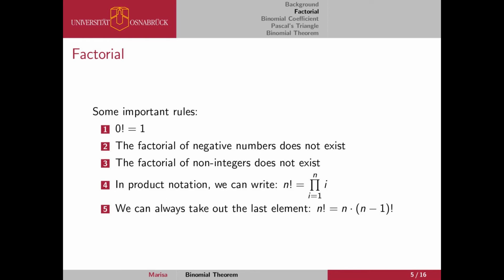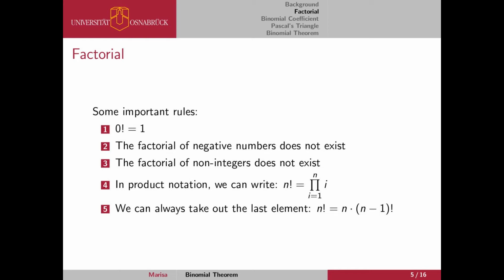Now let us take a look at some important rules concerning factorials. In the definition on the last slide, we had n factorial defined for all natural numbers that are bigger or equal to 1. But what happens to the other numbers? The first 3 rules will give the solution here. First of all, 0 factorial is defined as being 1. There's nothing you can really calculate here, but it is a definition that you should just remember and accept the fact that it has been defined this way.